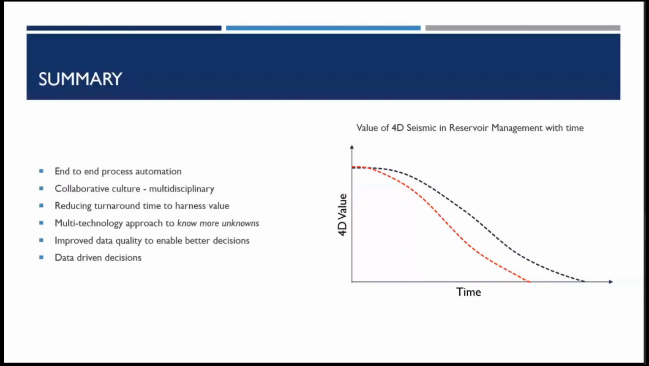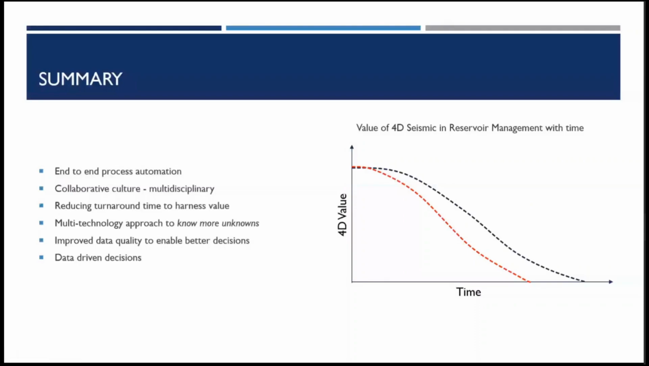And why is it important? The reason why the turnaround time is very important is that the value of 4D seismic in reservoir management falls with time. The fresher the data, the more the value. So you can impact your field decisions much more when the data is fresh. If you take a much longer time from when you have acquired the data, if you have taken 1.5 years, the majority of your value is gone. If you have got your data in 15 or 20 days, you start harnessing your data value right from here. So that's the difference.